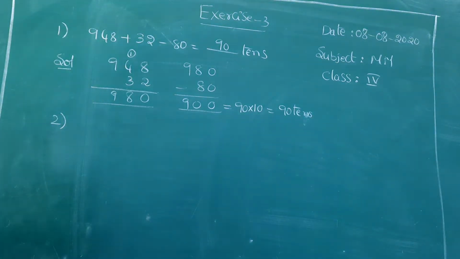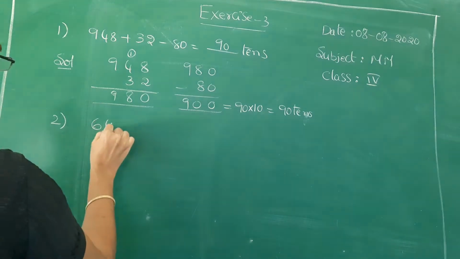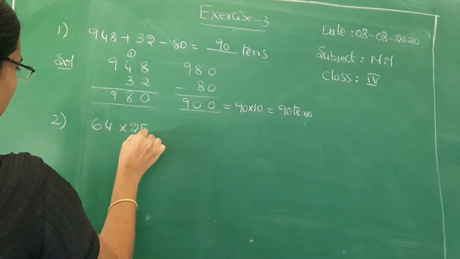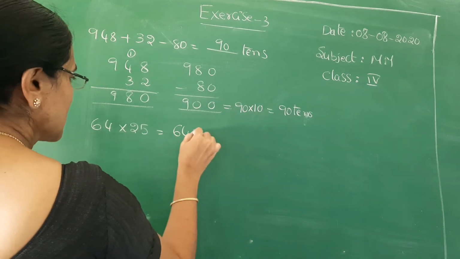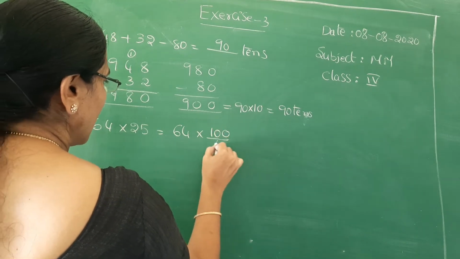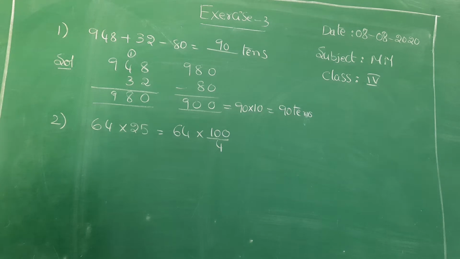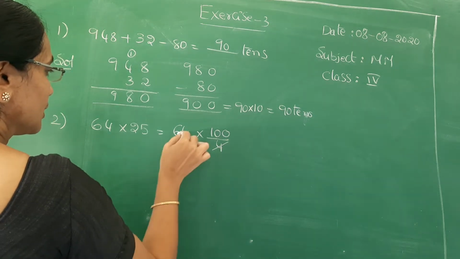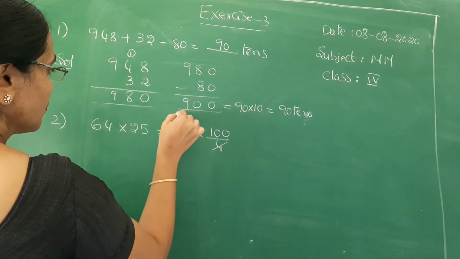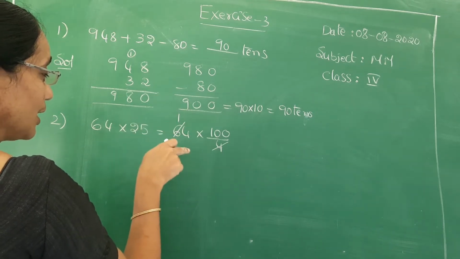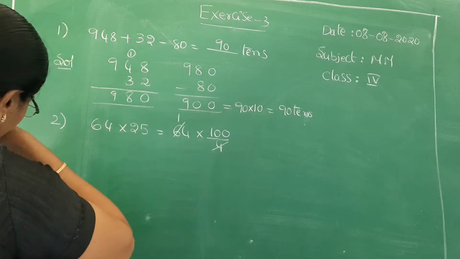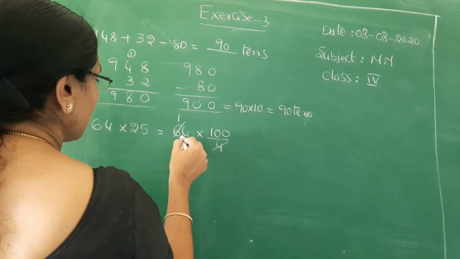See the second problem. 64 into 25. You did so many problems like this in this module. You write 25 as 100 by 4. So you have to cancel 64 with 4. 4 ones are 4, and you have to subtract 4 from 6. The remaining is 2, so it is 16.